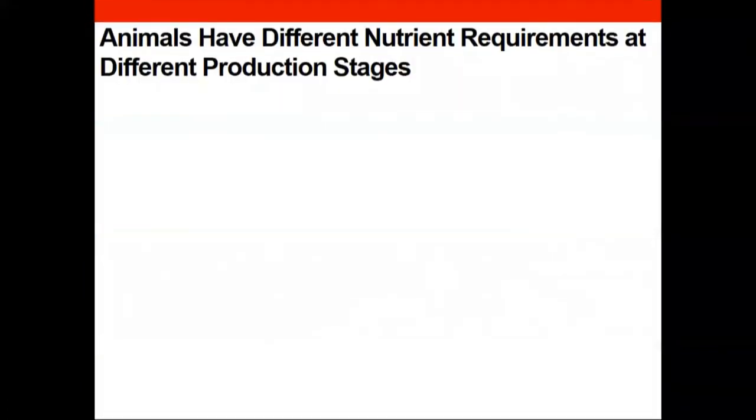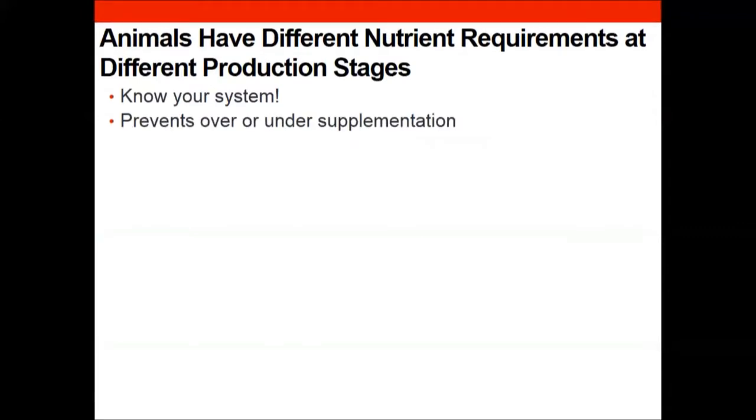It's also very important to understand that animals have different nutrient requirements at different production stages. So you need to know your system. This also will help you prevent economically from either over or under supplementing, so you can keep the optimum performance of the animals in your livestock system.